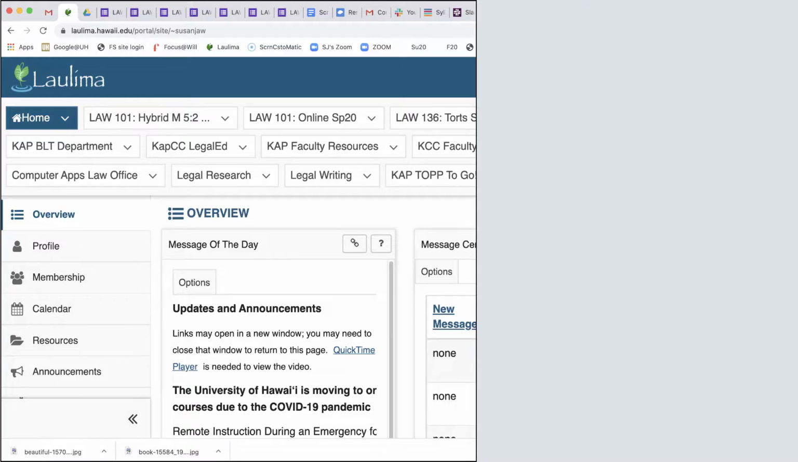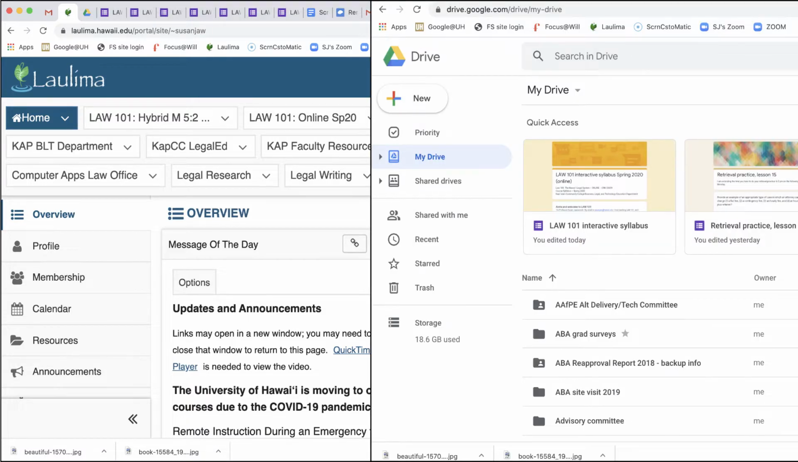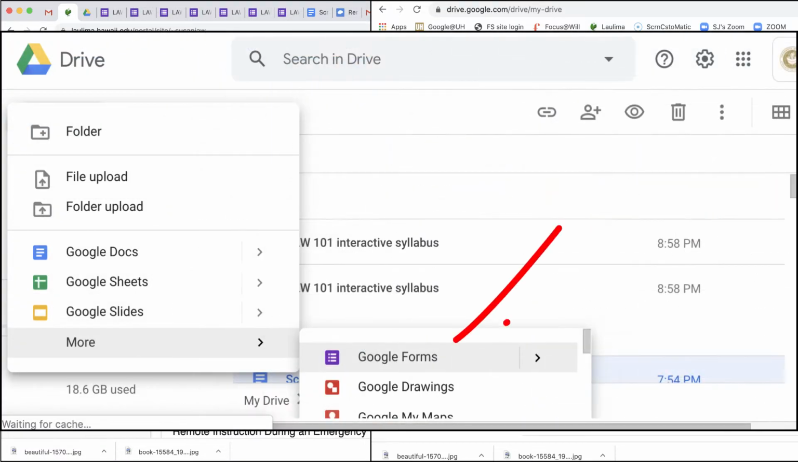So I looked at both Laulima and Google Forms and decided that Google Forms would be the most useful to me as it was easier for me to pull out the data. And I'll show you later on why that was important.